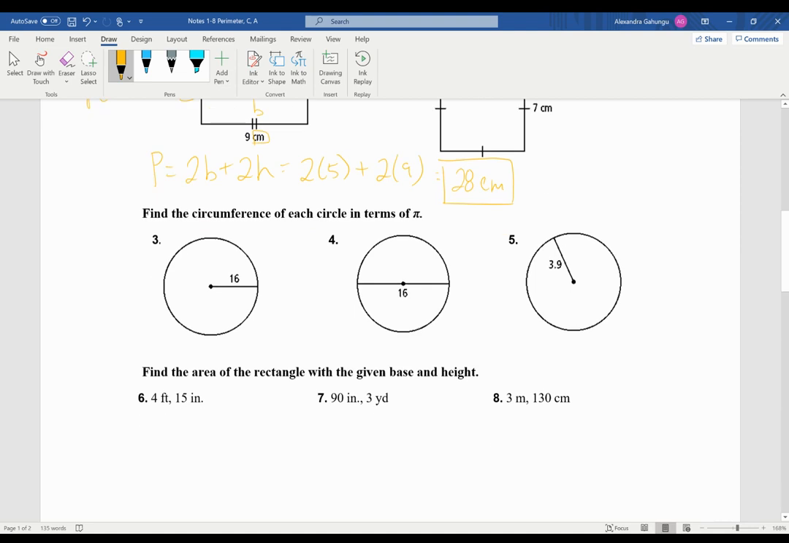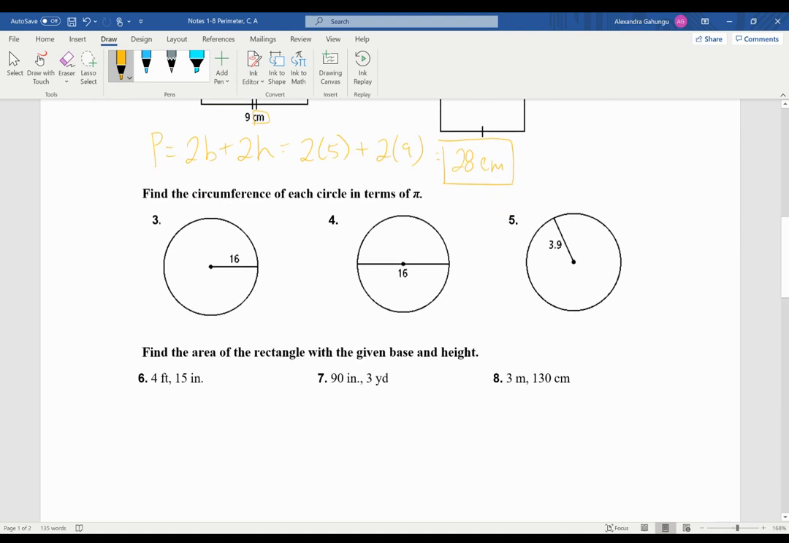Then we'll look at our next example with circumference. So we'll look at 2 examples here. So the circumference is either 2 pi r, or if you're given the diameter, which we are right here, the circumference is pi times the diameter. So it depends on what you're given. Here I'm given the radius is 16, but here I'm given the diameter is 16. So that's going to give us some different options here.